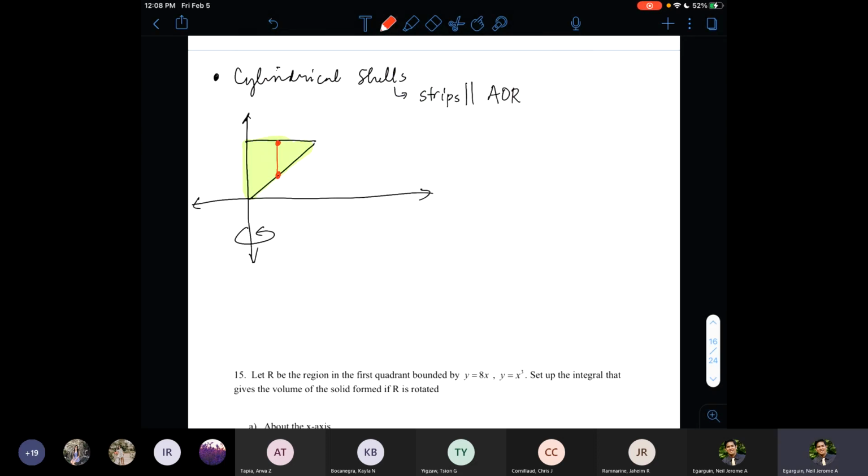And again, whenever doing vertical strips, your integral will be an integral with respect to x. That's always the case. And since we are integrating with respect to x, the bounds here will be bounds for x. So suppose the region starts at A and ends at B. And now, in order to get the volume of the solid, so this is volume.